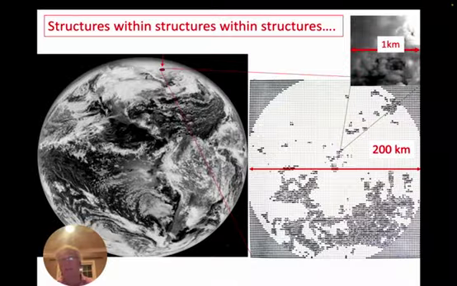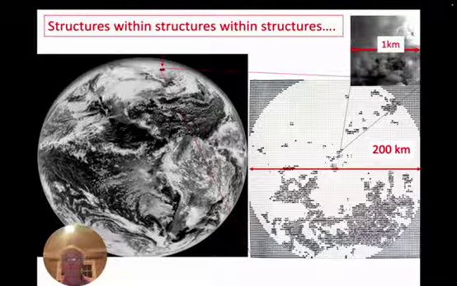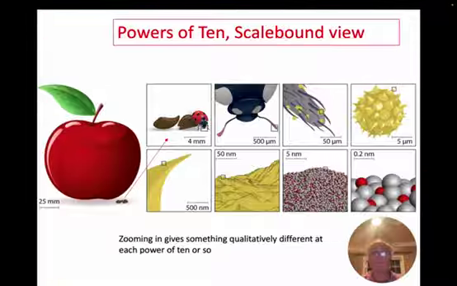Interpreting the radar signal itself was not trivial since, as shown on the upper right, each 1 kilometer radar pulse itself contains lots of structures. Overall, this slide shows structures within structures, spanning the range of about 1 meter to the size of the planet. So, how do we handle this huge range of scales with structures within structures within structures?